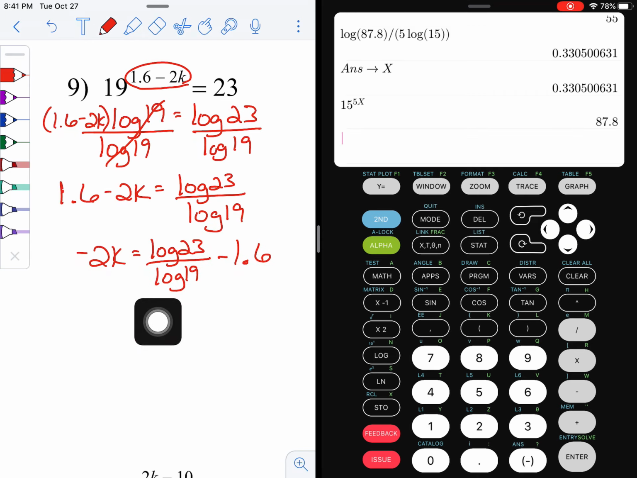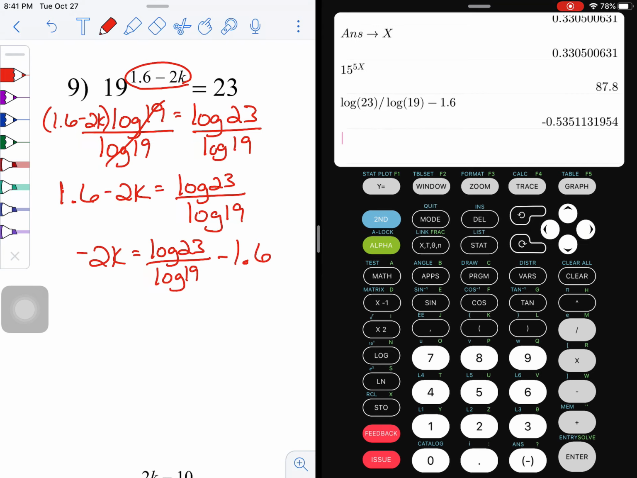Now, that would require me to have a fraction with another fraction with a whole bunch of work. So, again, if you're good with your calculator and you know how to make it work, make it work. What I'm going to do is put this into my calculator, get the answer there. Then I'm going to take that answer and divide by -2. So log of 23 divided by log of 19 minus 1.6. Okay, so that's going to get me an answer. Now I'm going to take this answer and divide it by -2.